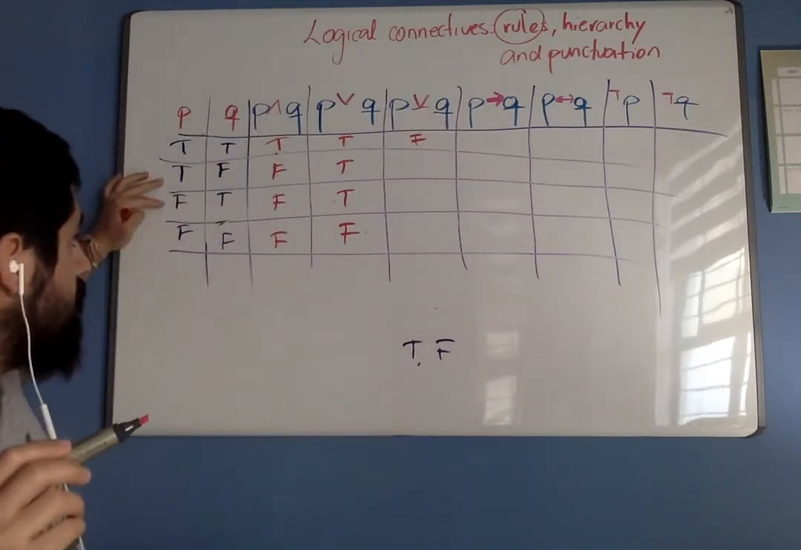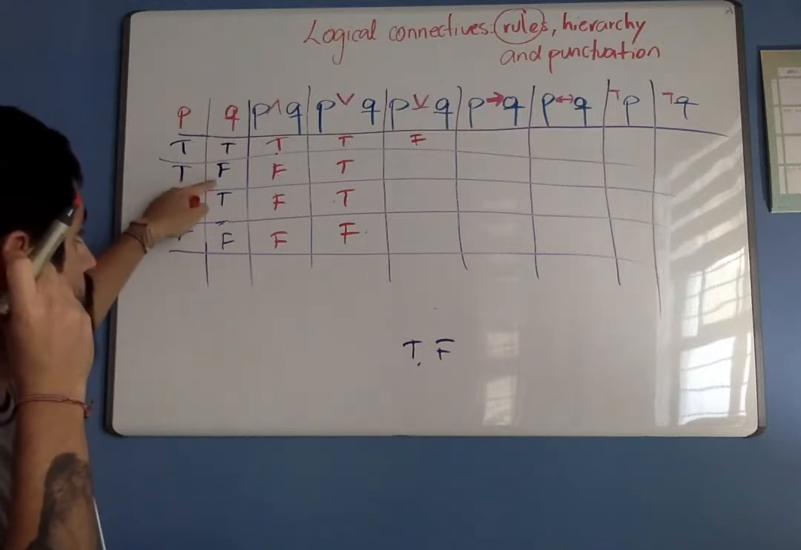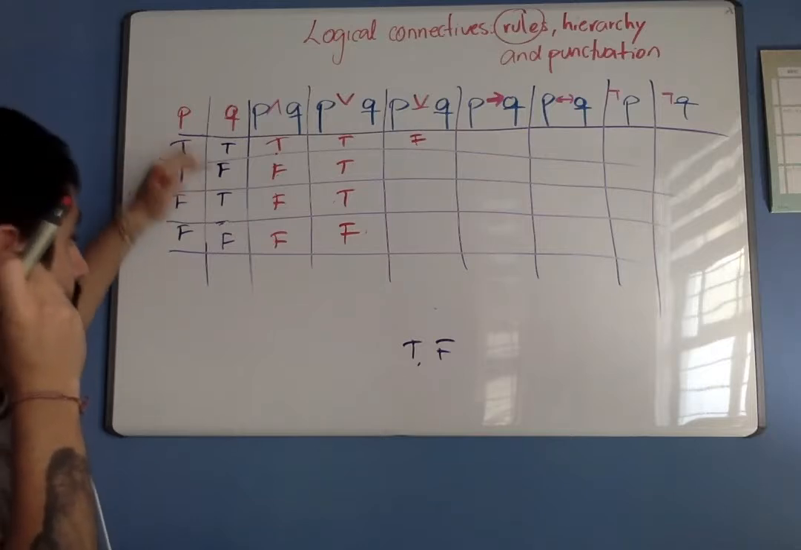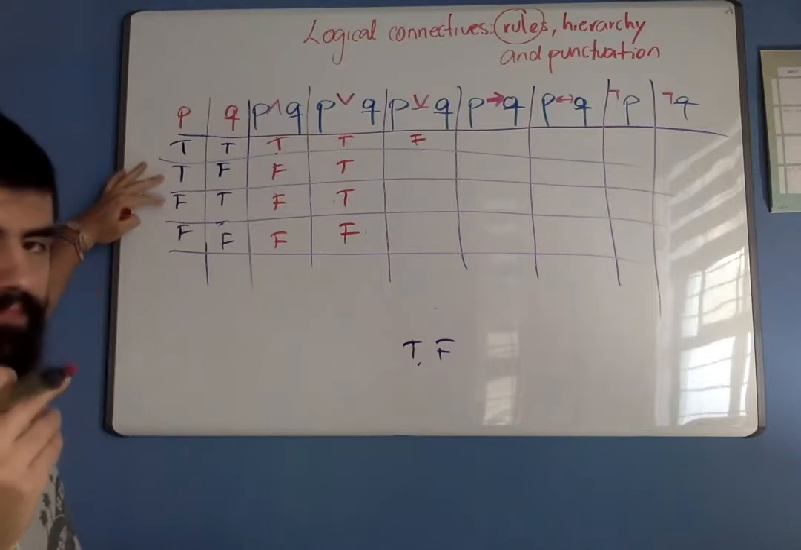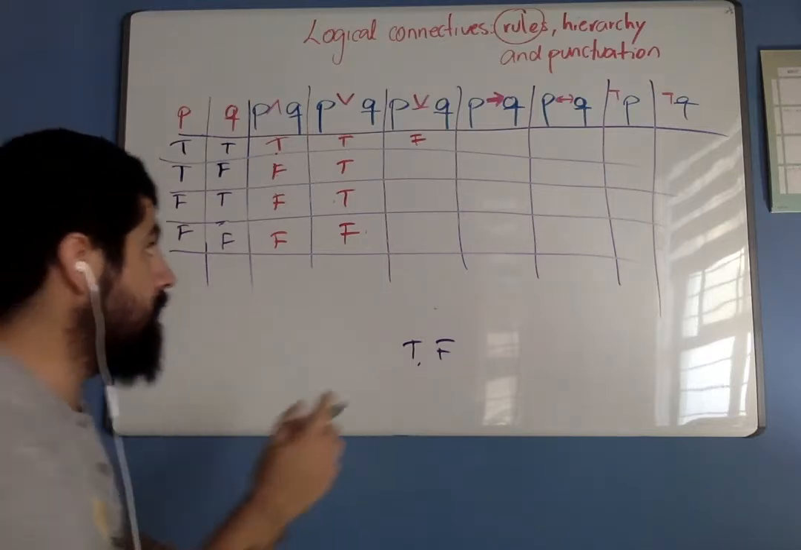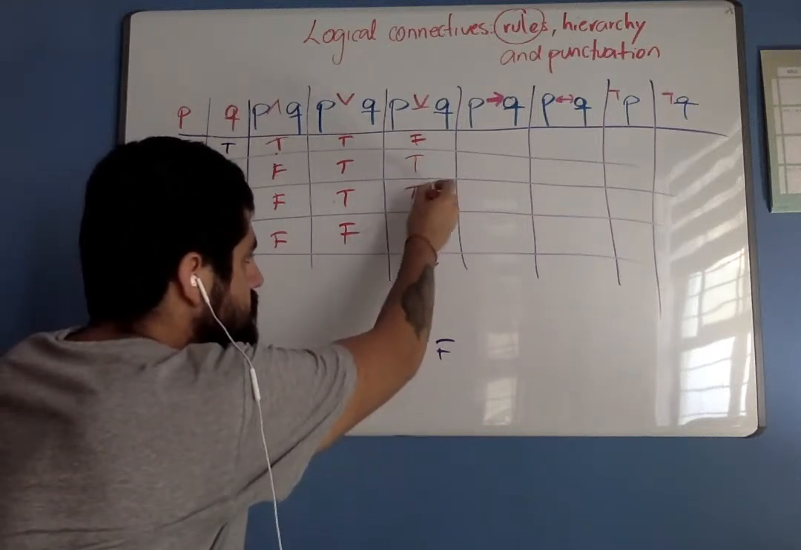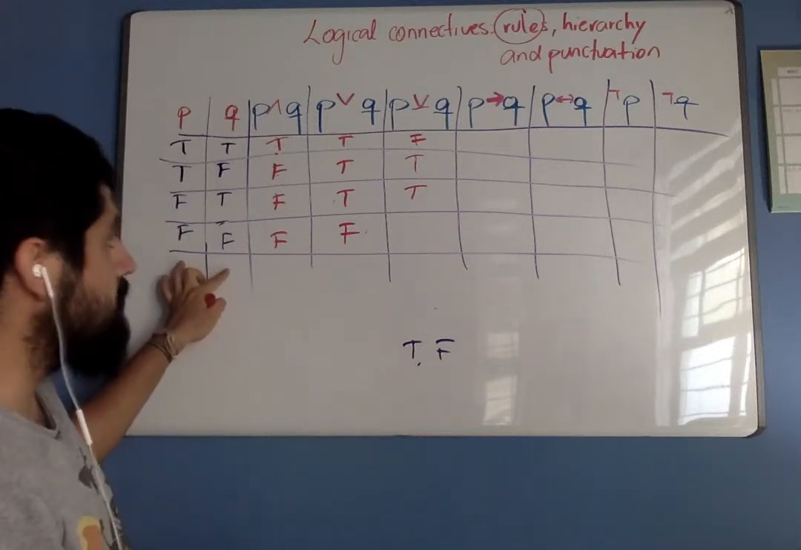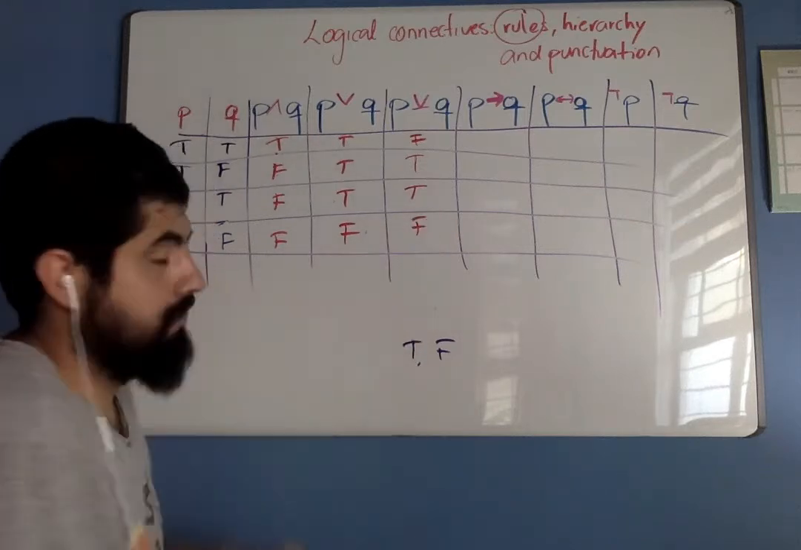In the two following ones, we have different values. We have that P is true and that Q is false. And in the third scenario, we have that P is false and that Q is true. In these cases, we have different values, okay? Therefore, the exclusive disjunction in both cases is going to be true, yes? And finally, false and false is the same value, therefore this is false, okay?